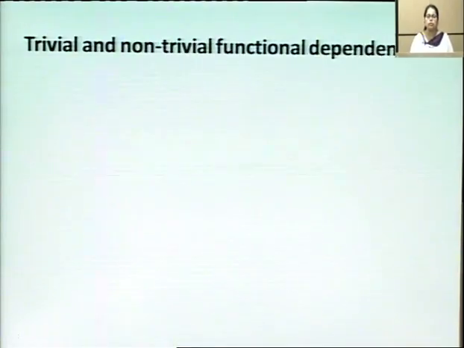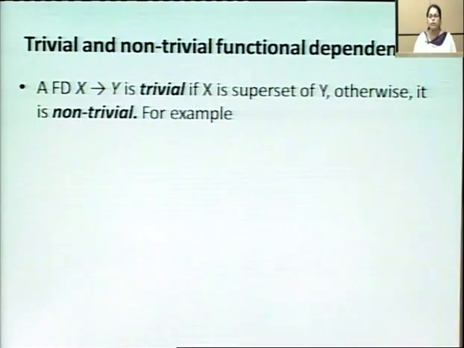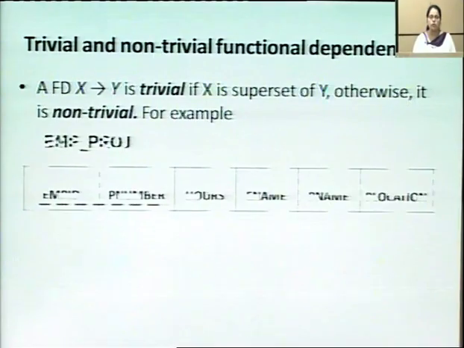Next, there are two categories of functional dependencies. One is trivial and another is non-trivial. A functional dependency X arrow Y is trivial if X is a superset of Y, or Y is a subset of X; otherwise it is non-trivial.